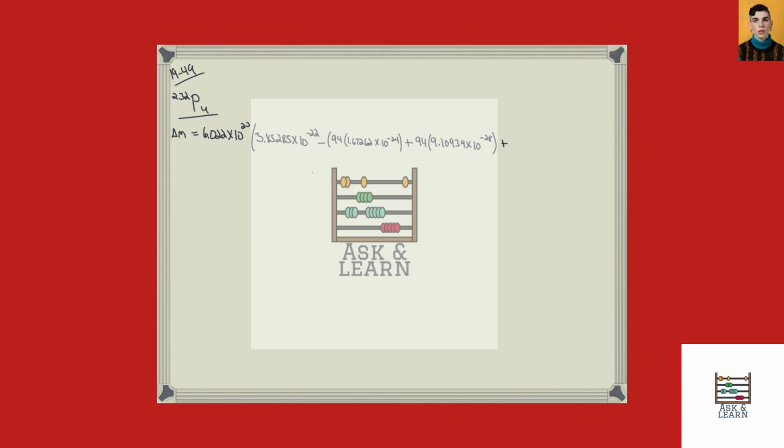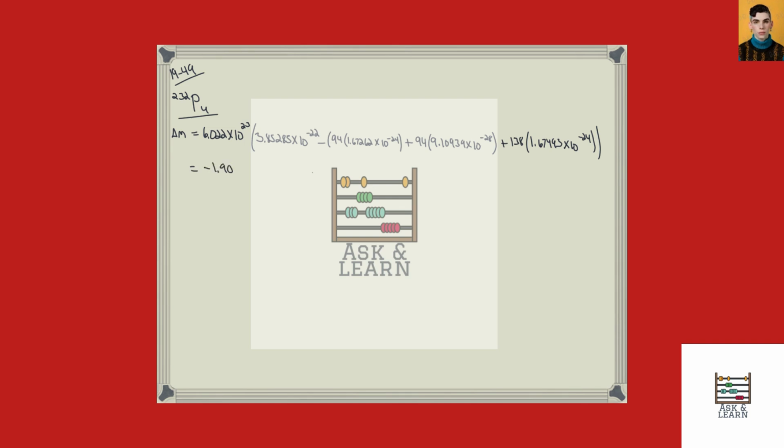Plutonium has a mass number of 232. We subtract from that its atomic number, and we get the number of neutrons, 138. We multiply that by the mass of a single neutron, 1.67493 times 10 to the negative 24 grams.